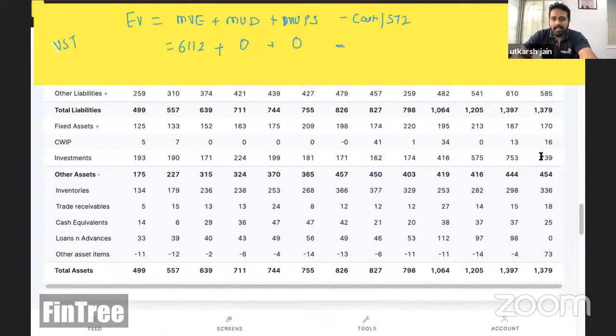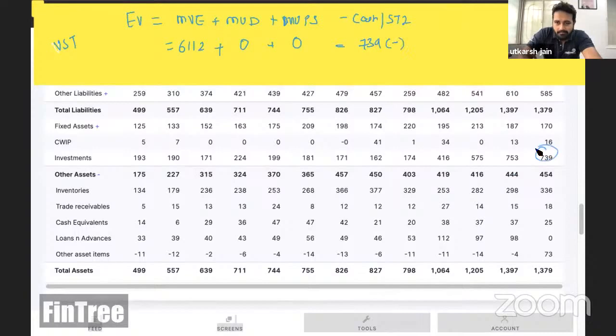So how much cash do they have? So they have 739 here. So I'm just picking up a little bit of speed now with this. 739 is investment in fact, and we have a cash value for another 25. That's negligible, but I'll still deduct that, minus 25. So now let us see what we have. So we have 6112 minus 739 minus 25, and then we have an enterprise value of 5348.